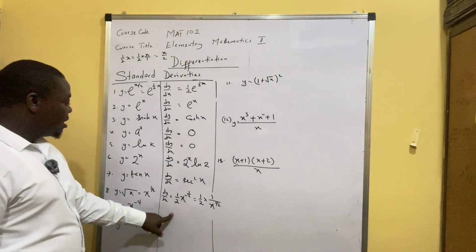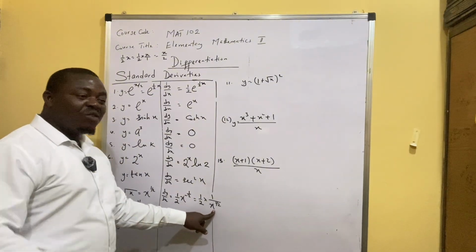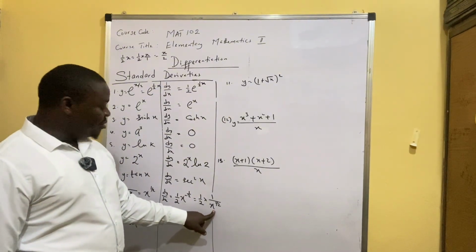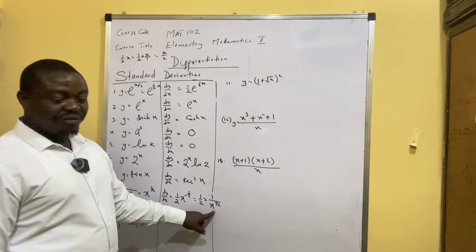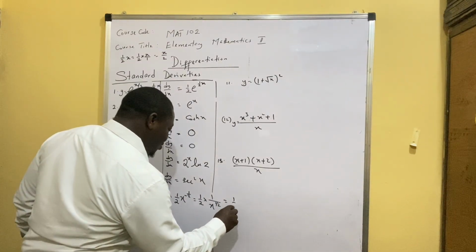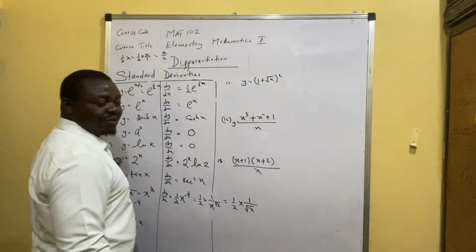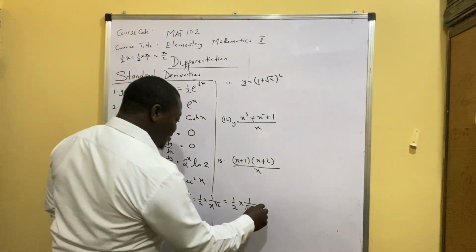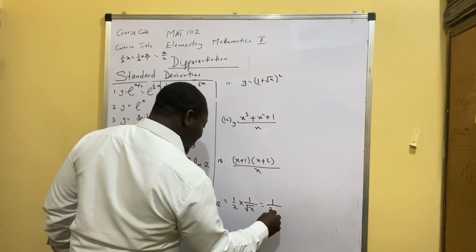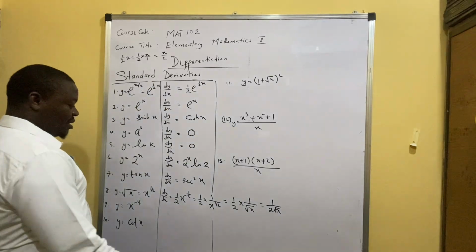Excellent. Now, again, you still need to apply another law of indices to make this look more beautiful. So this will now become 1 over 2. Apply that law of indices, you're going to have 1 over square root of x. So if you now multiply these two, you're going to have 1 over 2 roots x.